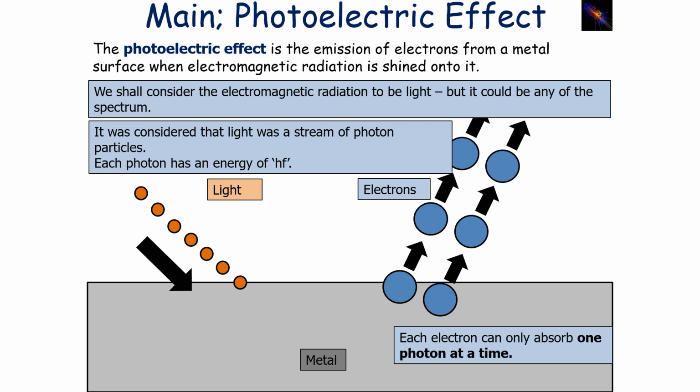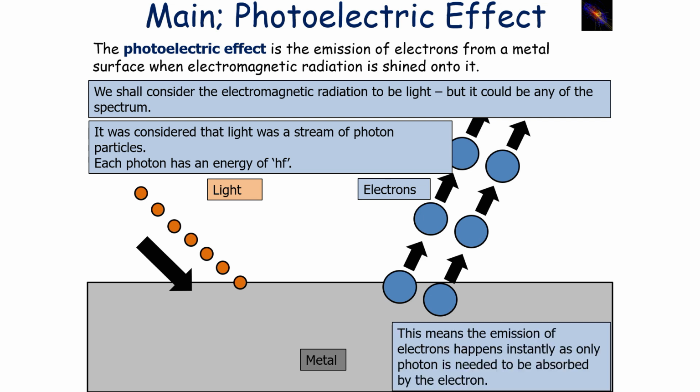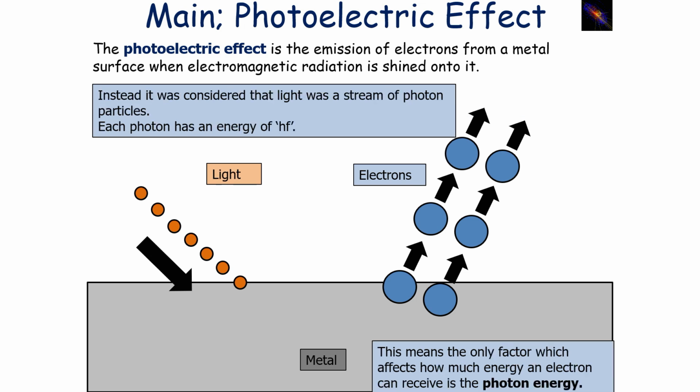We consider these streams of particles to be photons, each with an energy of hf. It's important to note that an electron in the metal can only absorb one photon at a time. This means the emission of electrons happens instantly, as only one photon needs to be absorbed by the electron. It also means the only factor which affects how much energy an electron can receive is the photon energy.